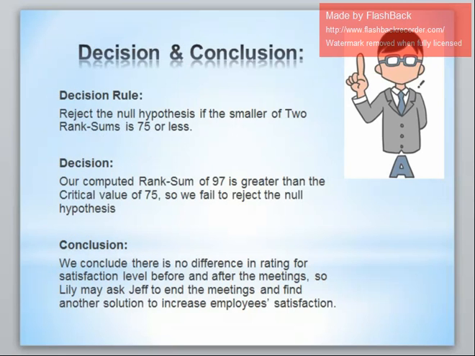For the decision and conclusion, our decision rule is to reject the null hypothesis if the smaller of the two rank sums, which is our t-statistic, is 75 or less. Our computed rank sum of 97 is greater than the critical value of 75, so we fail to reject the null hypothesis. So we may conclude there is no difference in rating for satisfaction level before and after the meetings. So Lily may ask Jeff to end the meetings and find another solution to increase employee satisfaction.